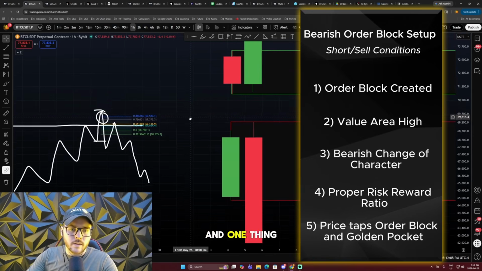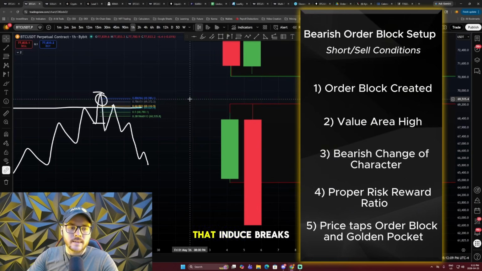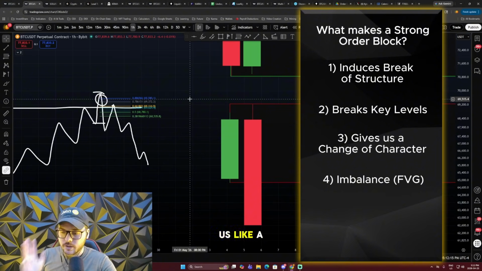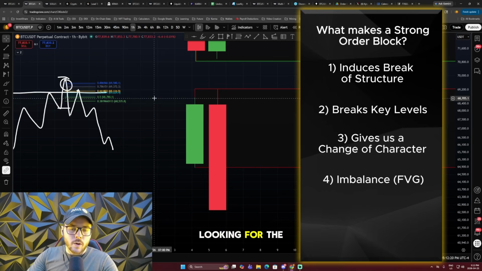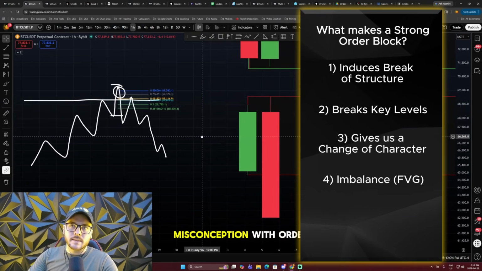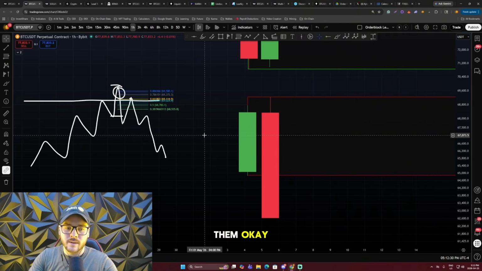And one thing that makes order blocks, in my opinion, stronger is ones that induce breaks of structure, ones that break key levels, ones that give us a change of character, and then you're basically looking for the retracement to tap them again. And there's this common misconception with order blocks that we have to go back to them. We definitely do not have to go back to them. Okay, so that's one thing you should know.